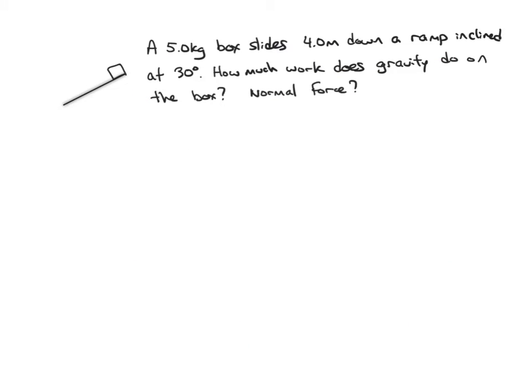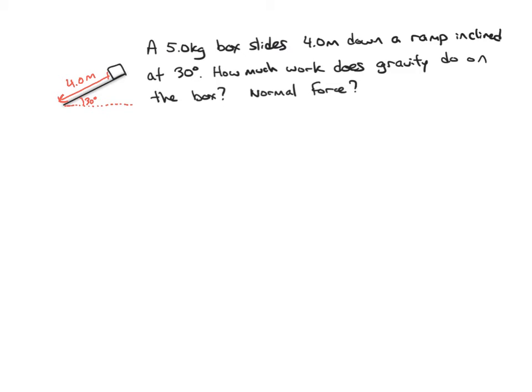Next question. A 5 kilogram box slides 4 meters down a ramp inclined at 30 degrees. How much work does gravity do on the box? And what about the normal force? So I'm going to add some details to the diagram here. The ramp is inclined at 30 degrees, so that's 30 degrees from the horizontal. And it slides a displacement of 4 meters. So I'll add that to the diagram. For the motion, I'll just draw an arrowhead there. The motion is down the ramp. That's which way the box is moving.